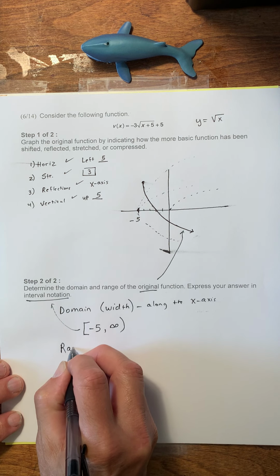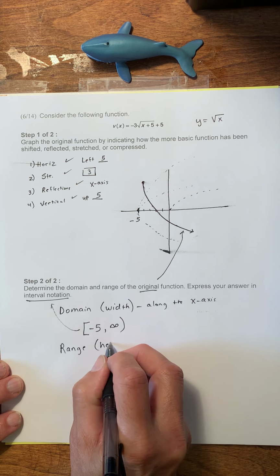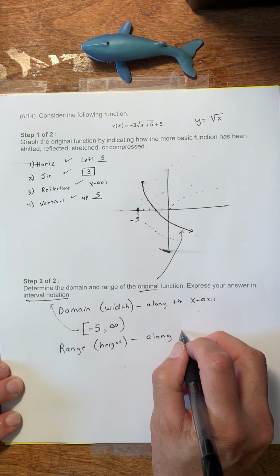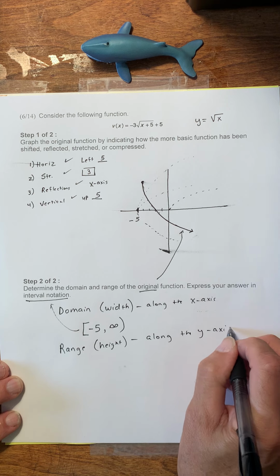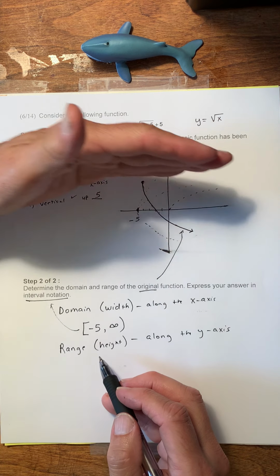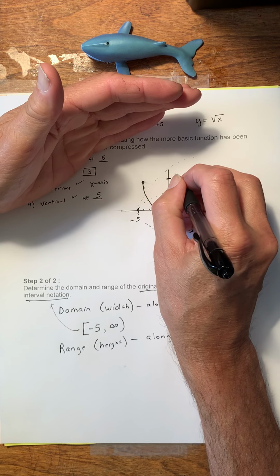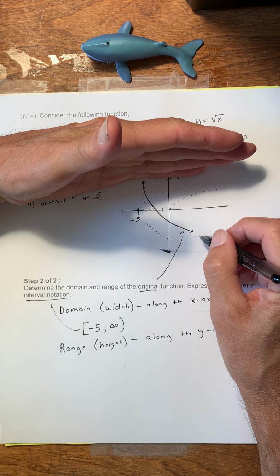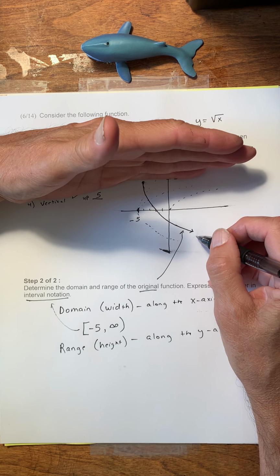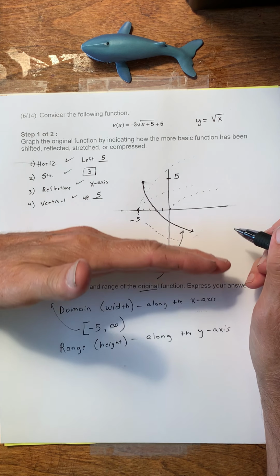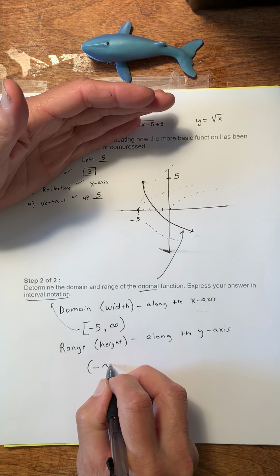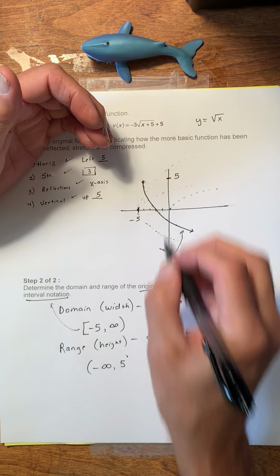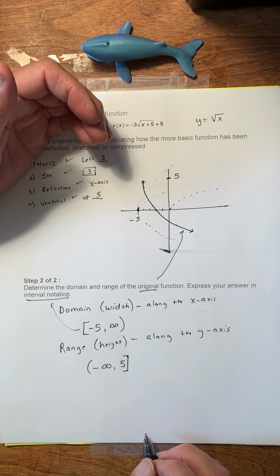The range, you might guess, is the height. And that is, of course, along the y-axis, measured by the y-axis. So if I find the height of this graph, hey, it doesn't go any higher than this, does it? So it's from +5 all the way down. But we do it from the bottom up. We go from the smaller number to the larger number. So it's from -infinity all the way to +5. And is +5 part of it? Yeah, there's a point there. So once again, I'm going to use brackets at 5.